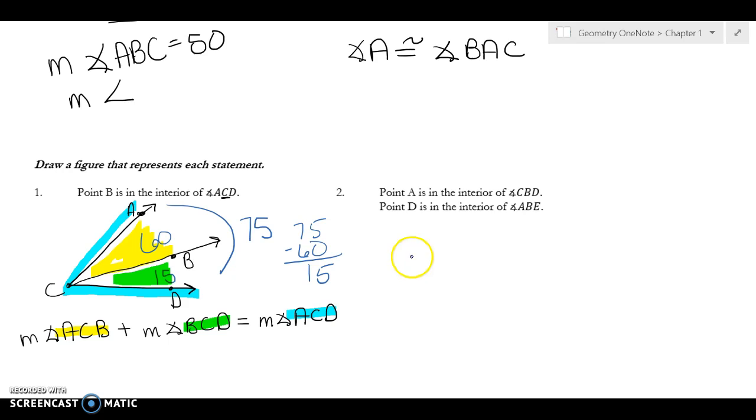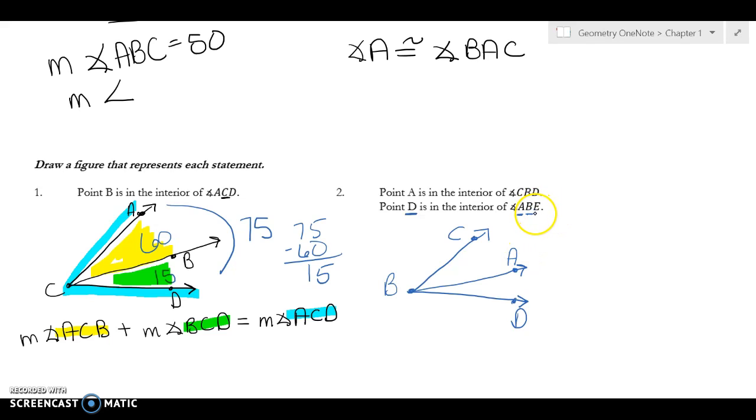All right, let's look at number 2. Start off with this first one. Don't worry about the bottom one. Let's just look at the first one where it says A is in the interior of angle CBD. So I'm going to stick A somewhere in the interior. Now here's the issue. I cannot draw another D. I also cannot draw another A and another B. Oops, I forgot to put the A there.